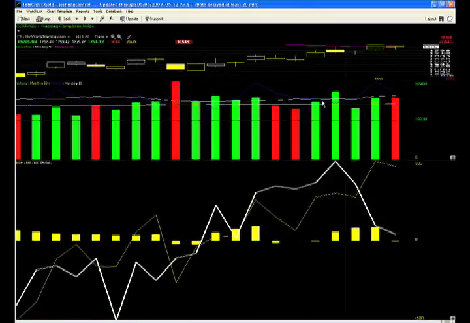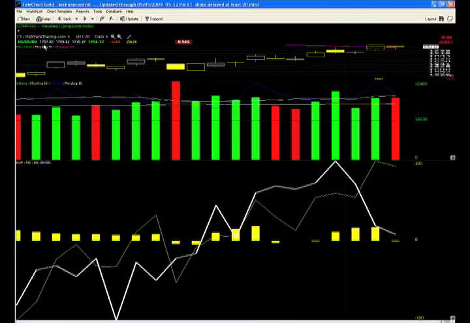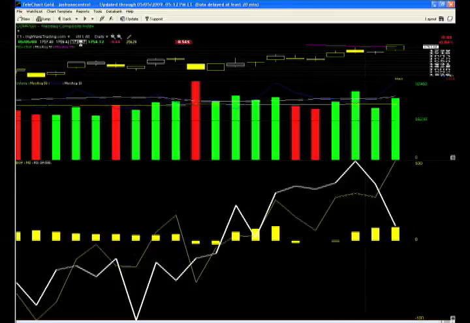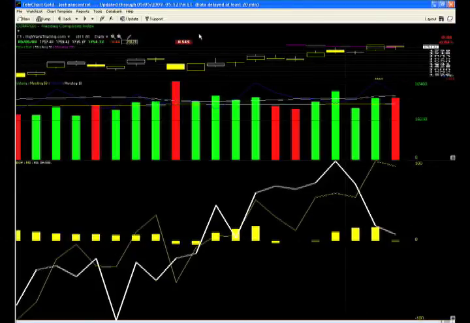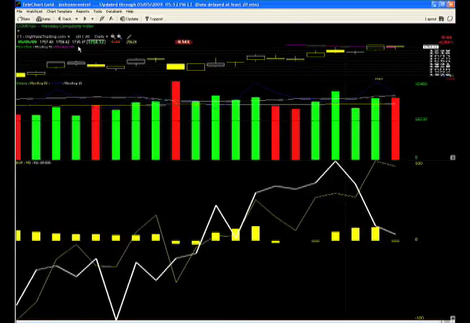The open yesterday was 1733.71. The low of day today was 1735.37. We couldn't even break the open of yesterday. The high of yesterday was 1763. The high today was 1759. So today was a technical inside day with bullish intraday action.